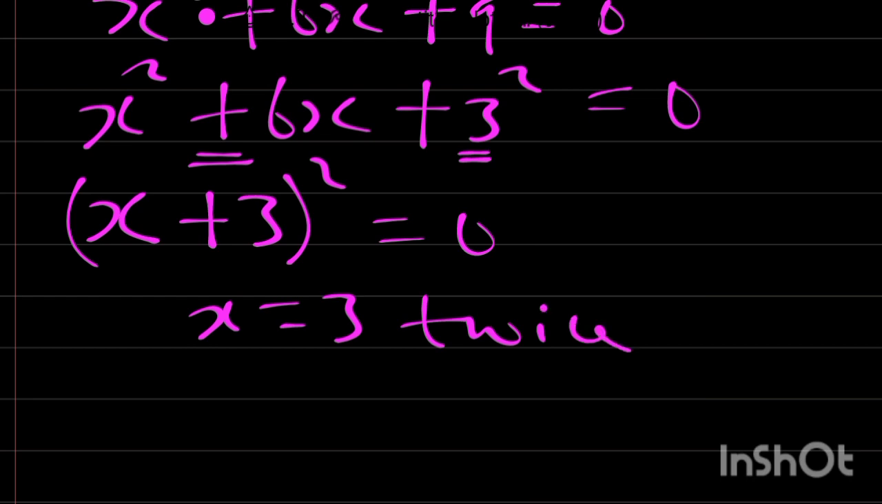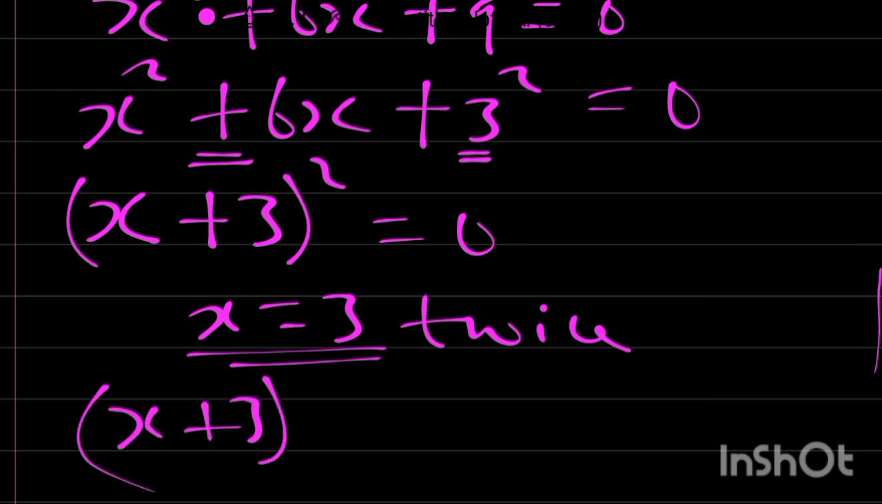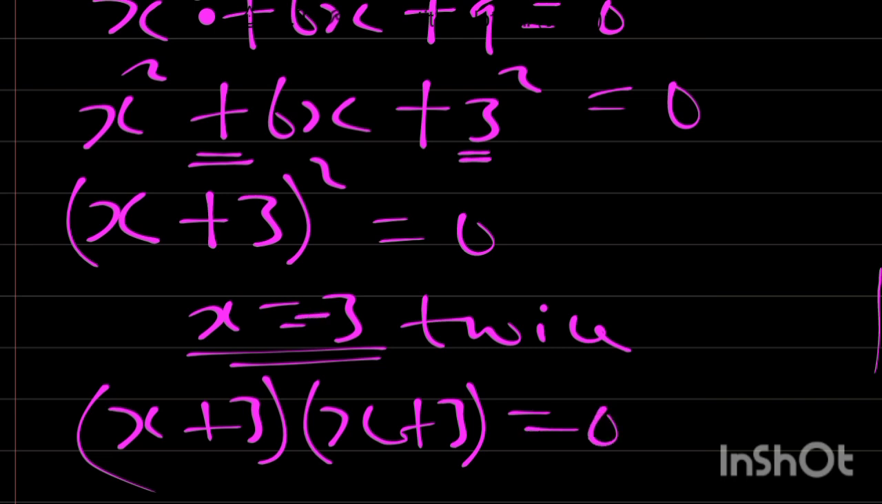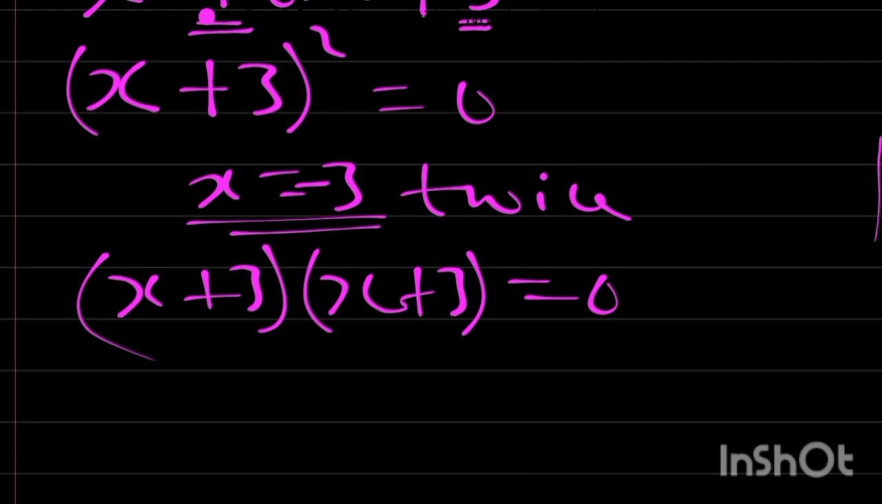So that is also a perfect square. So we have factorized this. Therefore, the factorization of that is actually x plus 3, and then x plus 3 is equal to 0. Take note of that. So this is factorization of perfect square. We have actually factorized it. This is how to factorize a perfect square.